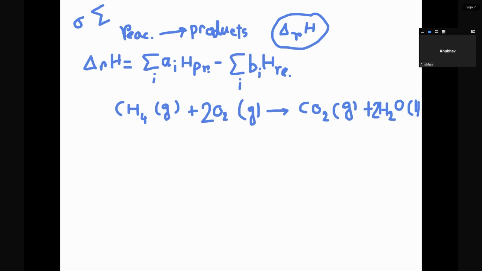Now, if we have to calculate the delta R H of the reaction, how can we calculate it? If we write delta R H of this reaction, we have summation of a_i into H of products minus summation of b_i into H of reactants. On the product side, we have CO2 and H2O. So we have the molar enthalpy, H_m, of CO2 gas, plus, because the summation sign stands for adding all the components on the product side, minus the sum of all the components on the reactant side.